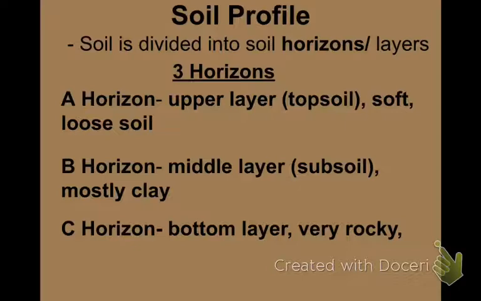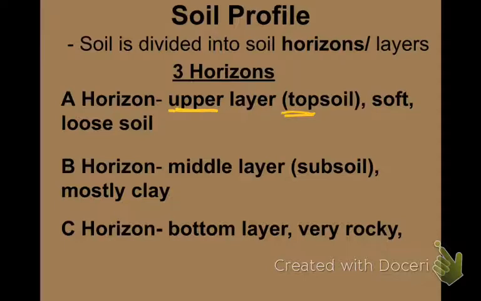So your first horizon is going to be the A horizon. The A horizon is the upper layer, and it's also called your topsoil. And so this makes sense. If it's the upper layer, then it is on top, so that is the topsoil. It's very soft, loose dirt. You can buy tons of bags of topsoil at Lowe's or something.